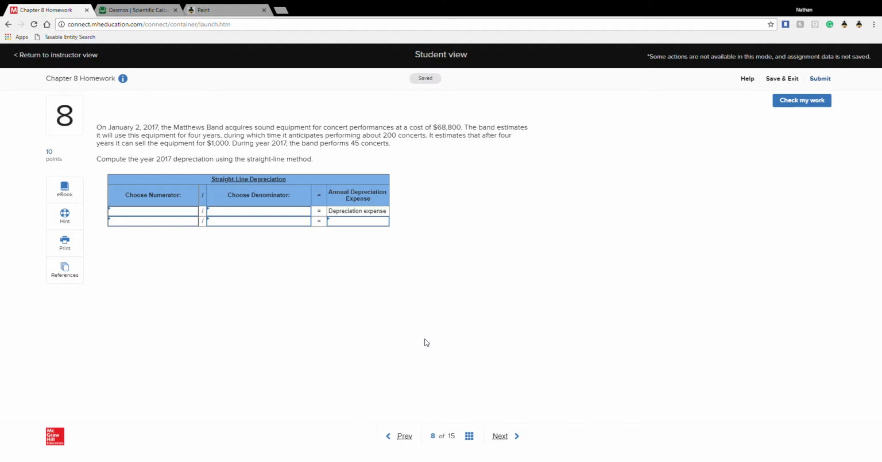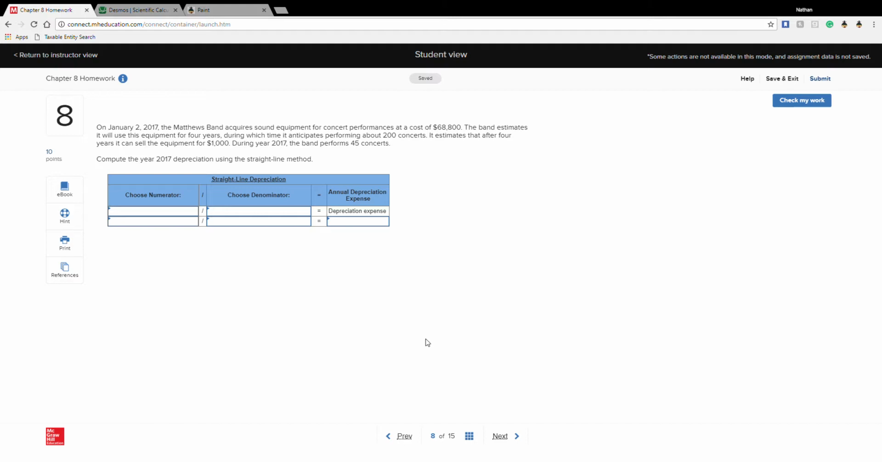Anyway, acquires sound equipment for a concert performance at a cost of $68,800. The band estimates it will use the equipment for 4 years, during which time it anticipates performing about 200 concerts. It estimates that after 4 years it can sell the equipment for $1,000. So, during the year 2017, the band performs 45 concerts. So we're going to deal with one of the depreciation methods right here. This happens to be straight line.